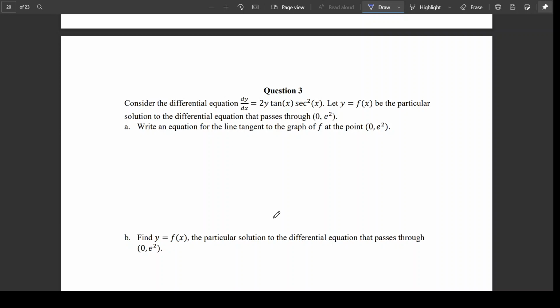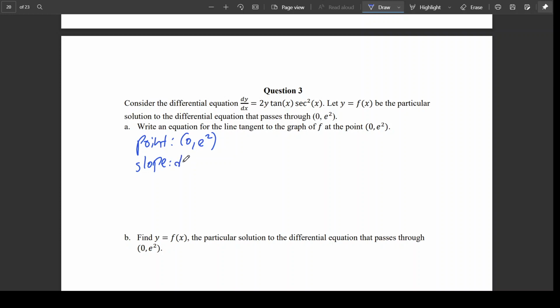In part A, we're asked to write an equation for the line tangent to the graph of f at the point (0, e squared). Whenever you see this, where they ask you to write an equation for the tangent line, you always write down two words: point and slope. The point is going to be (0, e squared), right there, nice enough to just give it to us straight up.